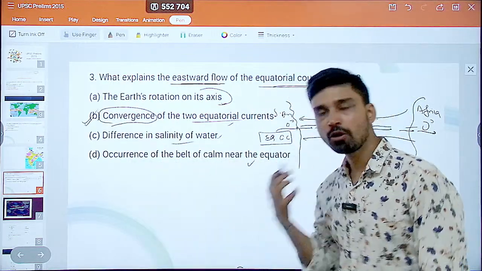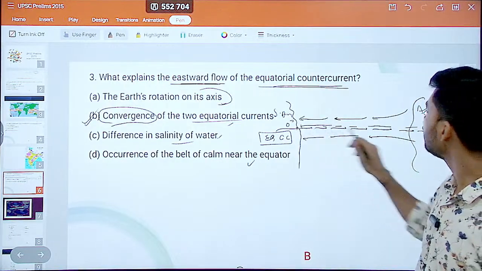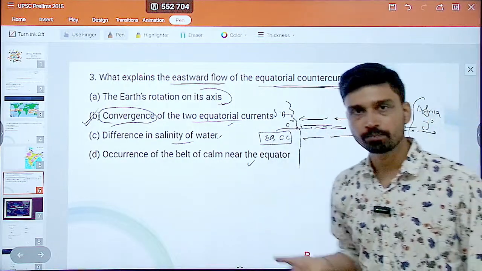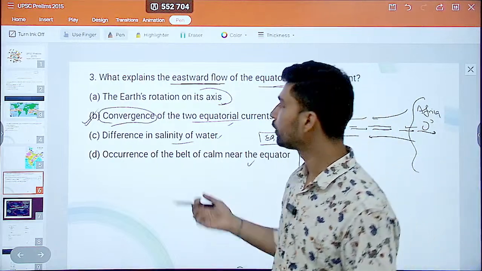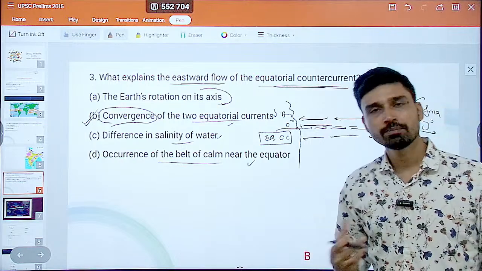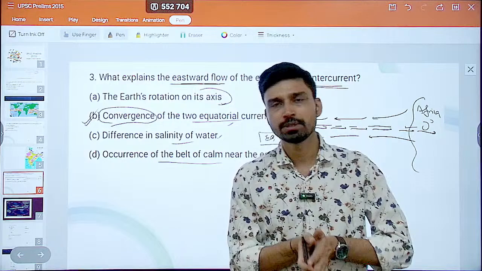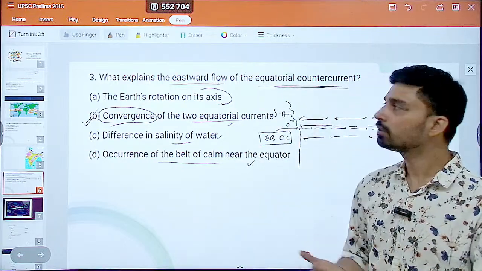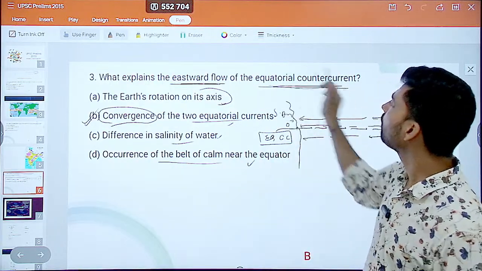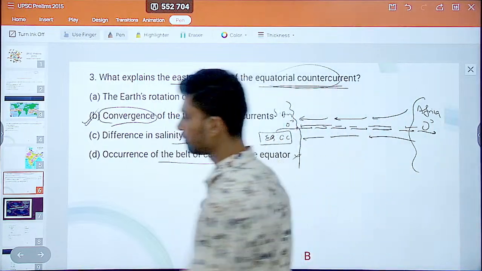Salinity difference does not create this kind of water current, because salinity is the same everywhere around the equator. We are not changing any kind of latitude here. And the occurrence of the belt of calm near the equator: the belt of calm is what is called the doldrums. Since wind movement is almost absent there, it does not have anything to do with the development of current. So, that is why this is also an incorrect option.